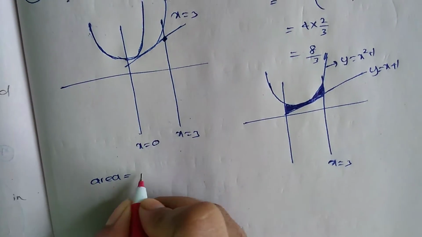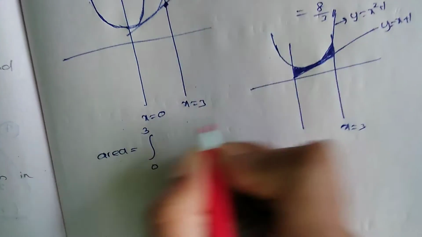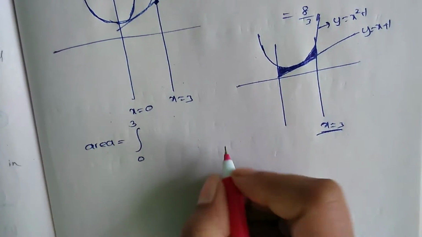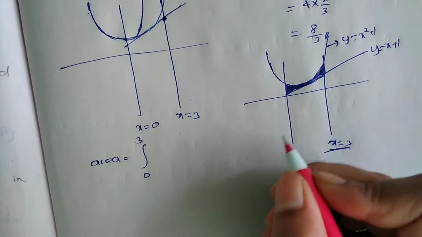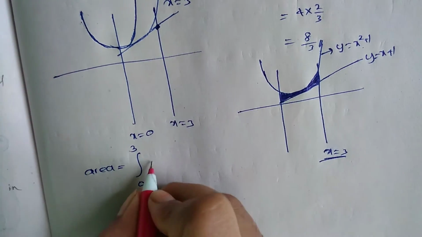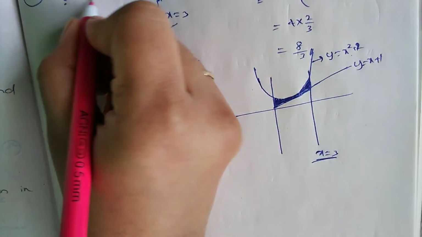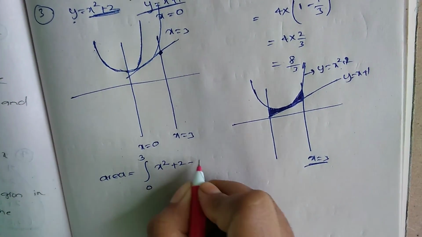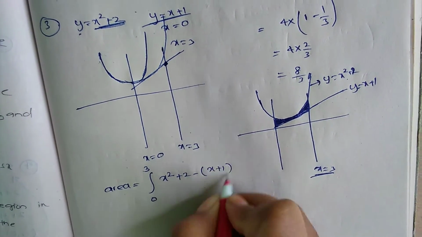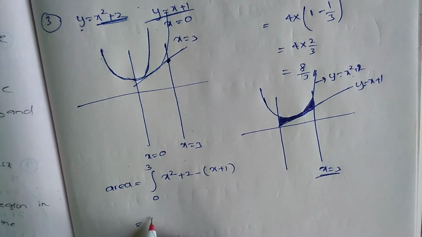Area is equal to, from where to where? 0 to 3. Upper curve minus lower curve. What is the upper curve? x² + 2. Minus the lower curve, what is it? x + 1. That's it. Integrate it and you get the answer.